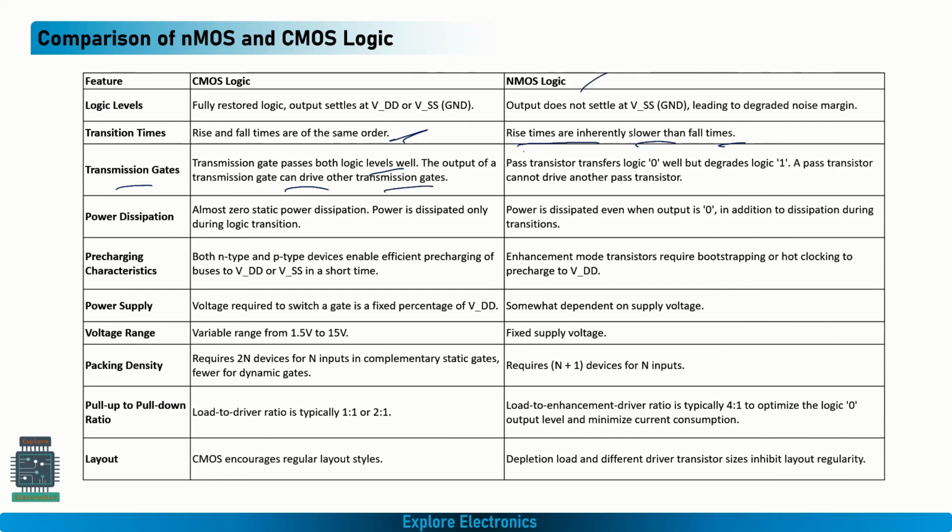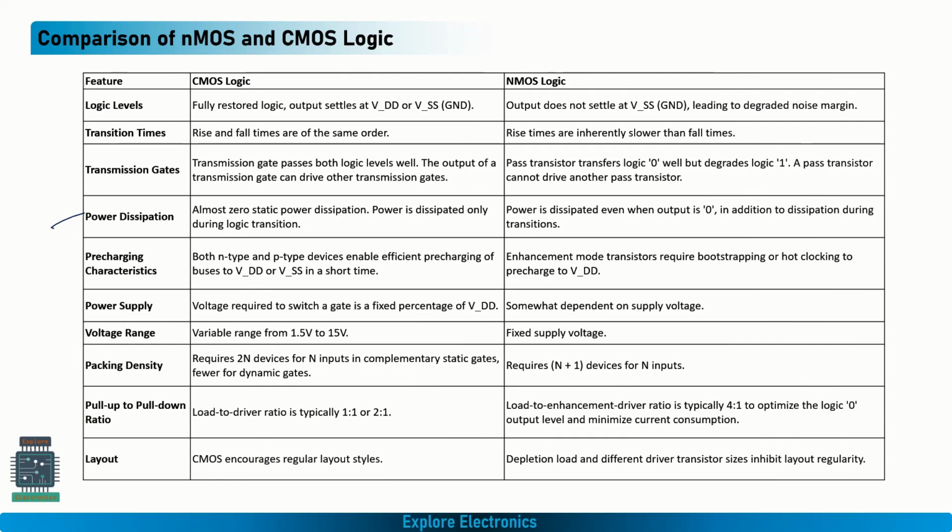But in the nMOS logic, there is no concept of PMOS at all, right? There is no usage of the PMOS transistor in the nMOS logic. So as a pass transistor we are going to use only the N transistor. So it will pass 0 well, but it will degrade 1, right? That is what the nMOS disadvantage is.